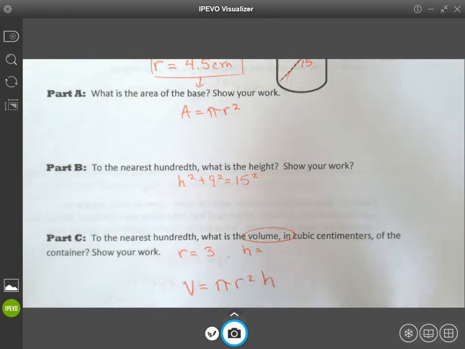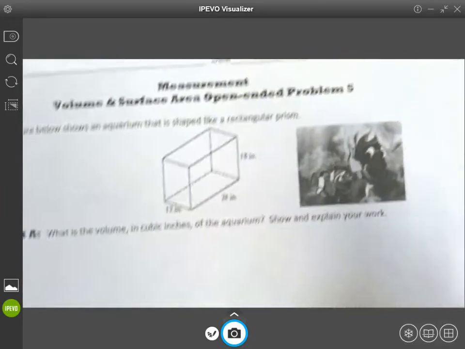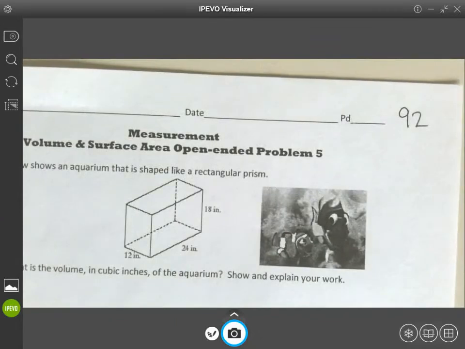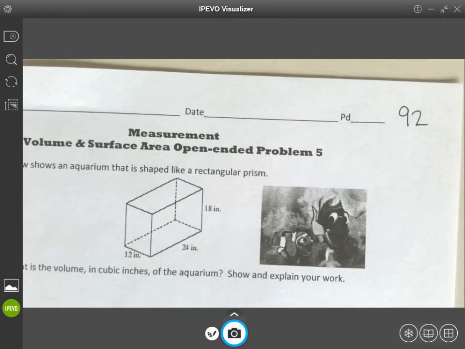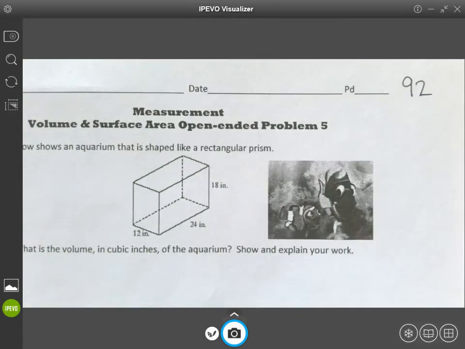All right, so that should really get you started and your brain moving on these. All right, next idea. Flip it to the next page. And now we're talking about a what? What are we talking about here? Rectangle. Rectangular pyramid or prism? All right. So take a second, write down your formula.